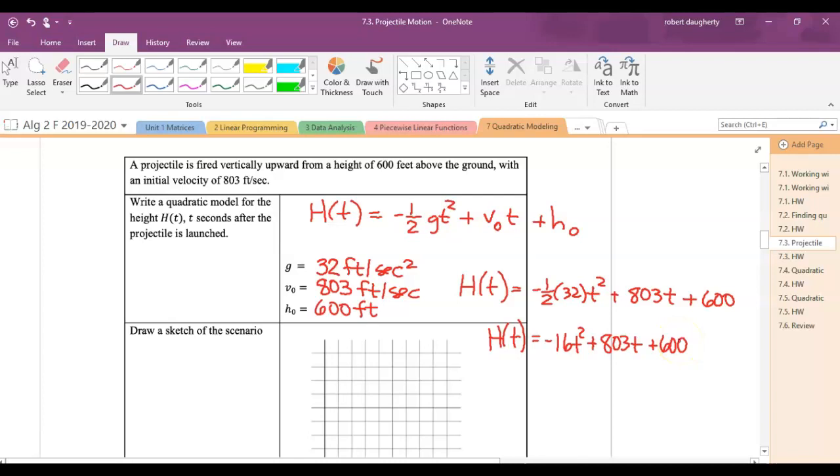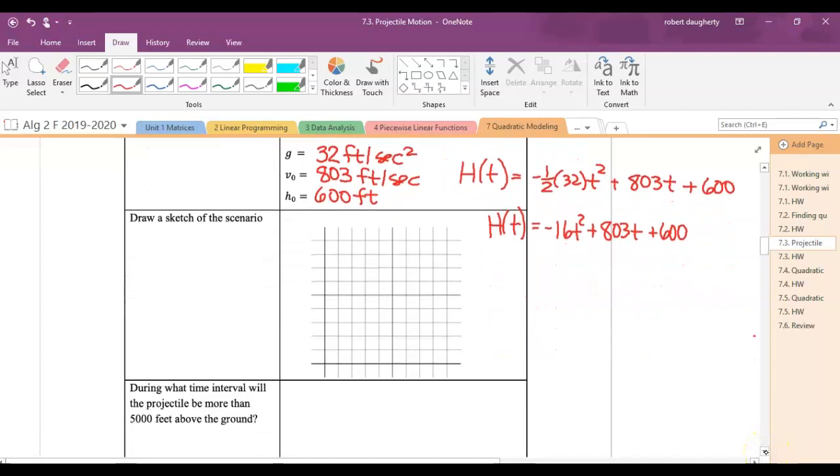So in all of these, I think it helps to draw a diagram to tell you what's going on. So where does this object start? Yeah, so at 600 feet above, it starts. Where does it go? It goes up or down. That's what I'm looking for. It goes up, but eventually it goes down. So you guys are on top of all of that. So that's what's happening. This thing starts at 600 feet, it goes up, and it goes down.